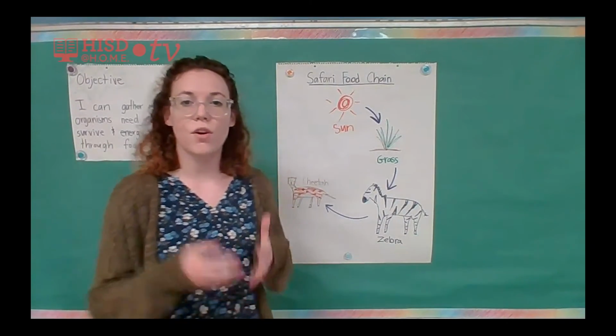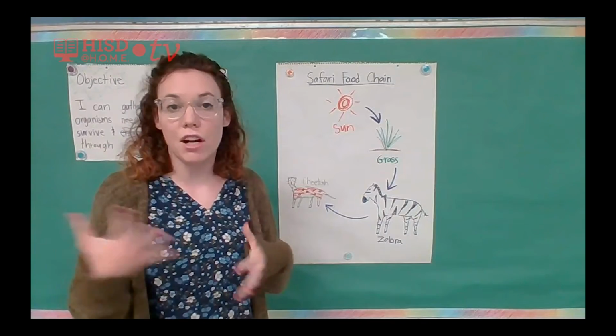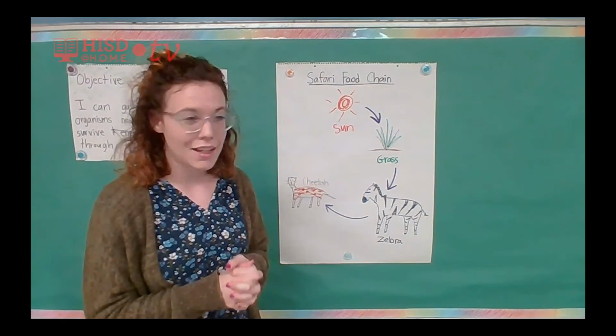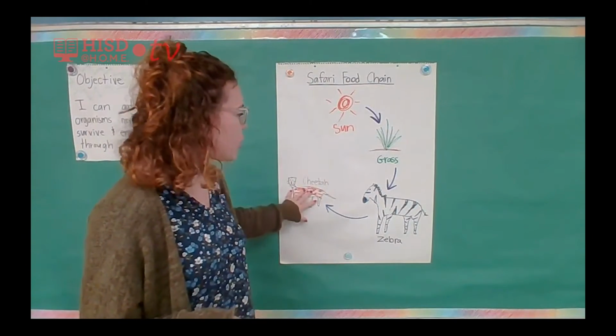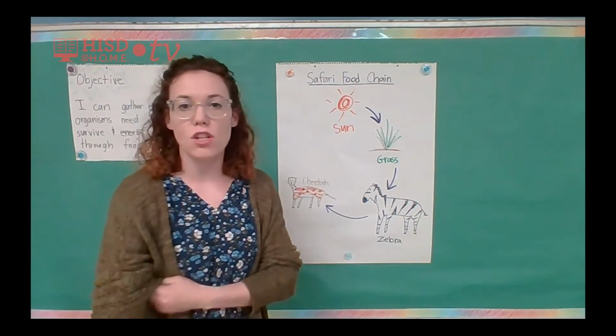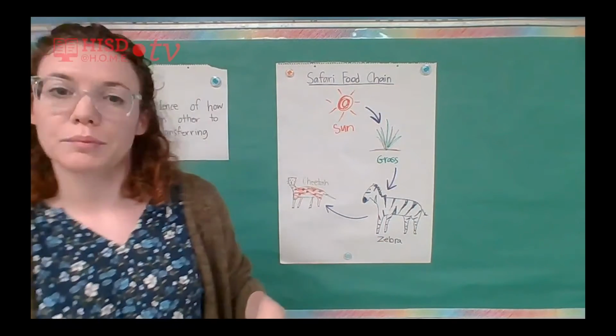All right, and so the last part that we're going to talk about for this food chain today is a lion. A lion will eat the cheetah. A lion will eat cheetahs, and it is true that that can happen. So let's draw ourselves a lion.